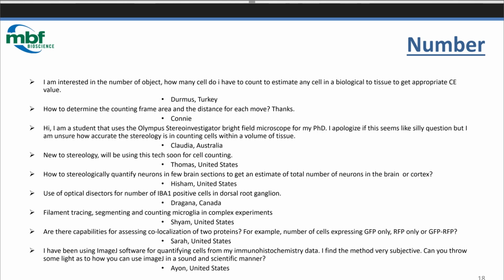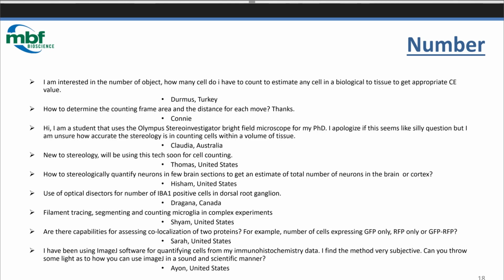Okay, thanks for your questions about how many cells to count. The bulk of the rest of these questions have to do with how do you do cell counting. Thomas is new to stereology. We'll be using this text soon for cell counting. Hisham says, how to stereologically quantify neurons in a few brain sections to get an estimate for the total region. That's the whole point here.